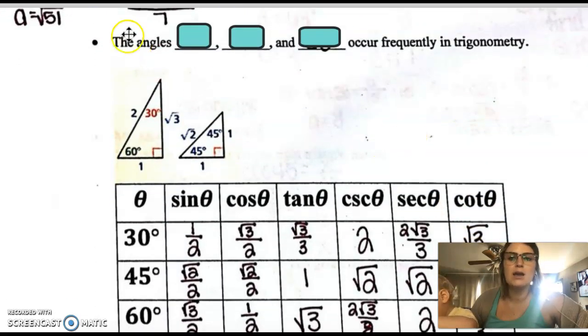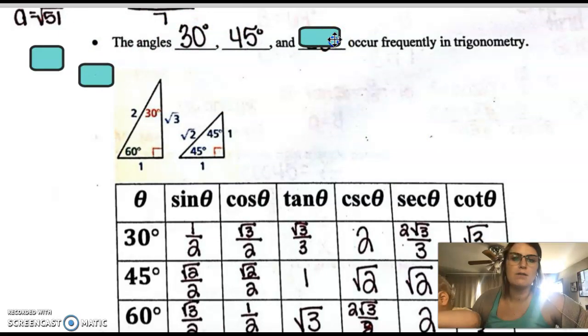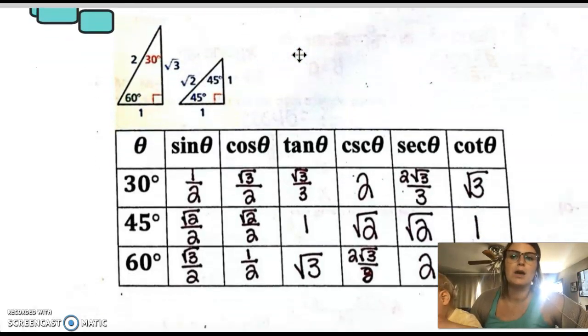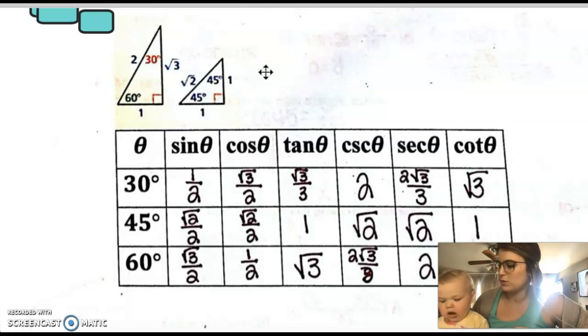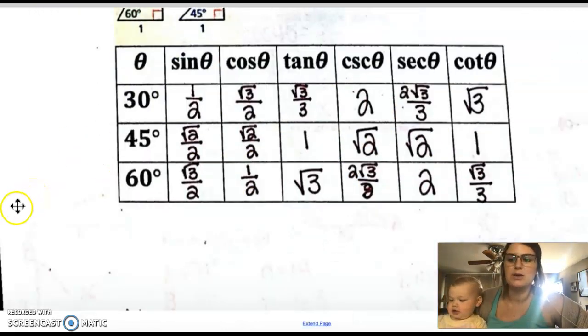Alright, it says that angles 30, 45, and 60 occur frequently in trig, and those are our special angles. Kind of like the brief video that I showed you, or that I linked for you earlier this week. And the little chart that I put under the resource folder, it's just like this. Alright, so you can use either one, but fill this out.